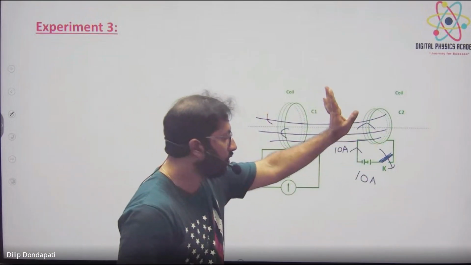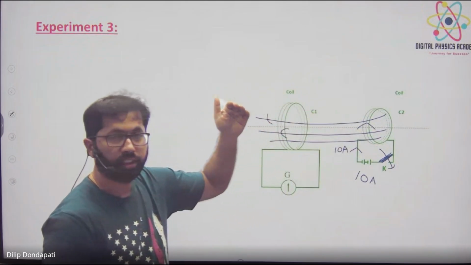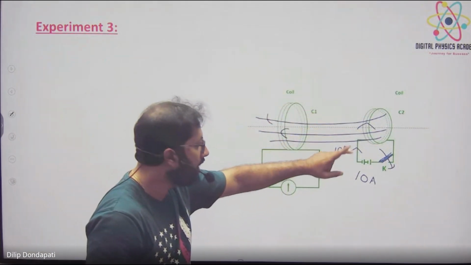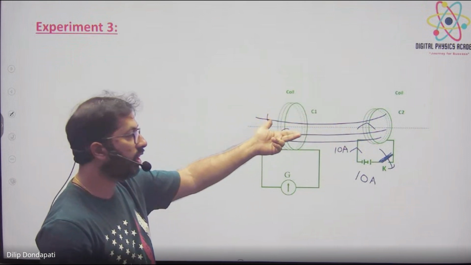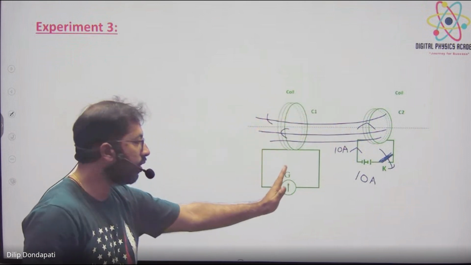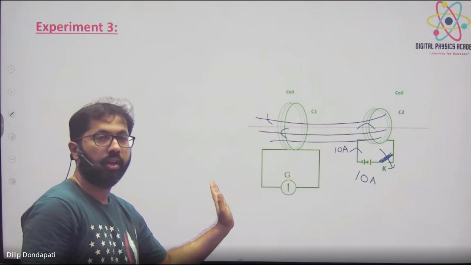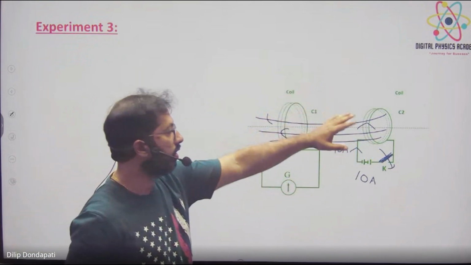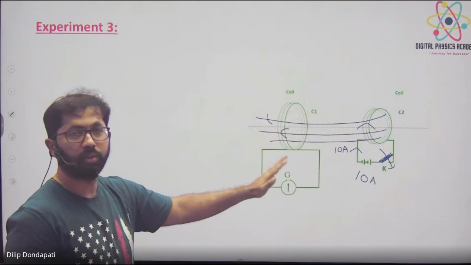Again, when we switch off, the current will change again: 10, 9, 8, 7, 6. When the current is changing, the magnetic flux linkage is changing and current is induced in the opposite direction. Okay, what will happen after it becomes zero? There is no current, there is no magnetic field, the current is becoming zero.